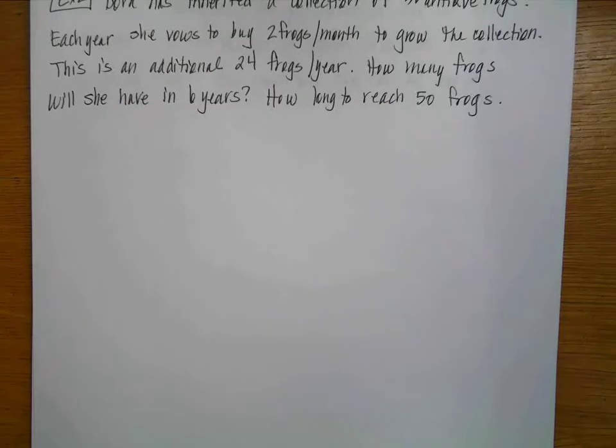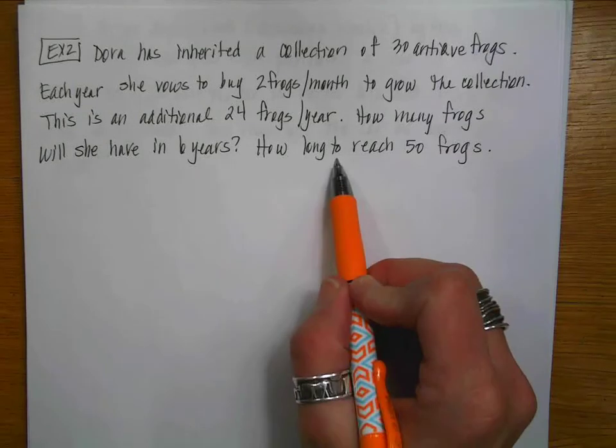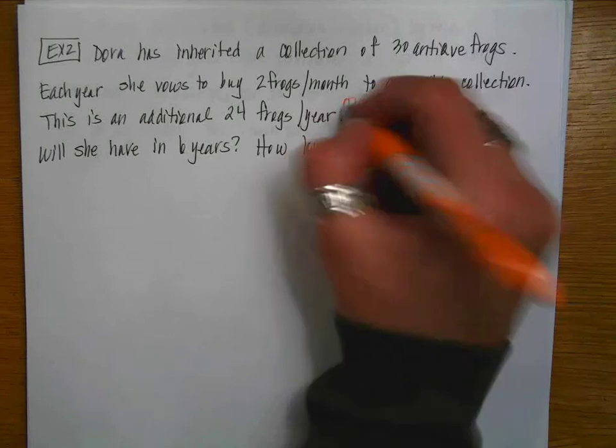So now let's do example number 2. Okay, so in this one, except you can't see it, Dora has inherited a collection of 30 antique frogs. The interesting thing to me is who would be collecting antique frogs. So each year she vows to buy 2 frogs a month to grow the collection. This is an additional 24 frogs a year. So how many frogs will she have in 6 years, and how long to reach 50 frogs?